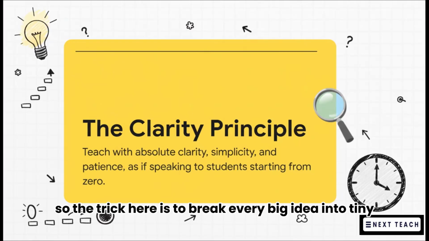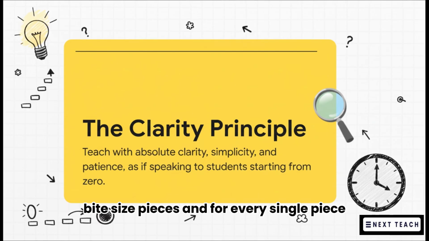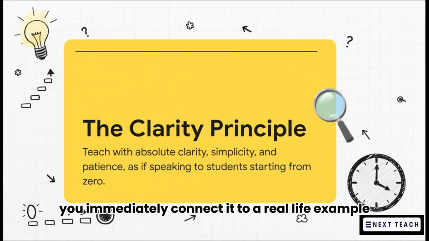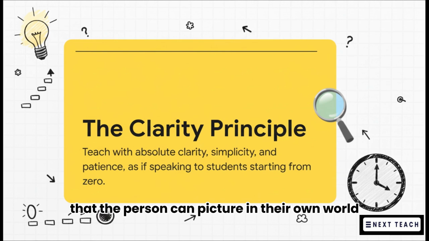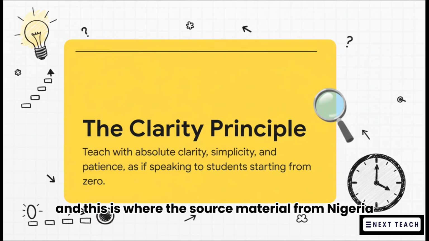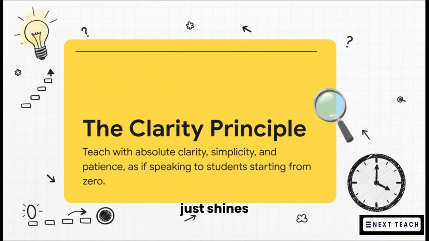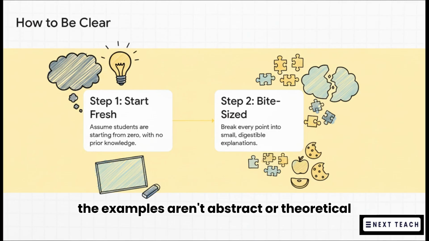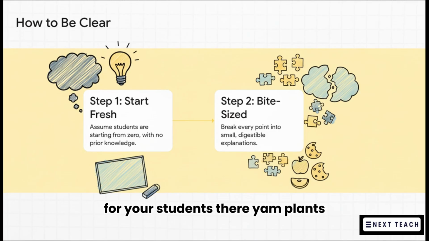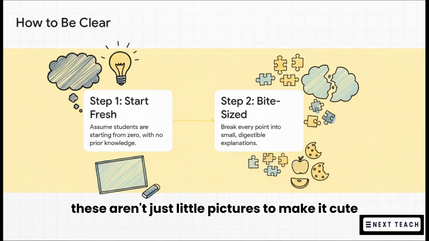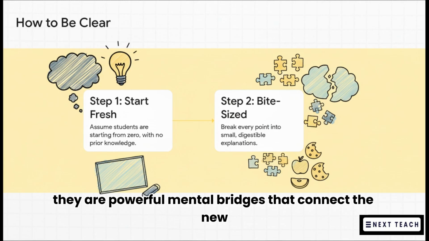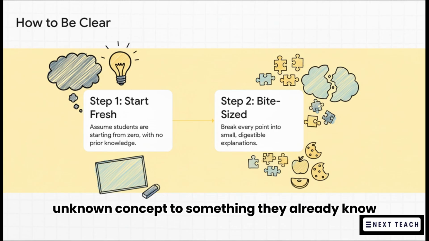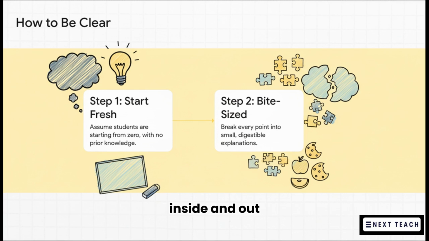So the trick here is to break every big idea into tiny, bite-sized pieces. And for every single piece, you immediately connect it to a real-life example that the person can picture in their own world. And this is where the source material from Nigeria just shines. The examples aren't abstract or theoretical. They are things from everyday life for students there. Yam plants, goats, mosquitoes, mushrooms. These aren't just little pictures to make it cute. They are powerful mental bridges that connect the new, unknown concept to something they already know inside and out.